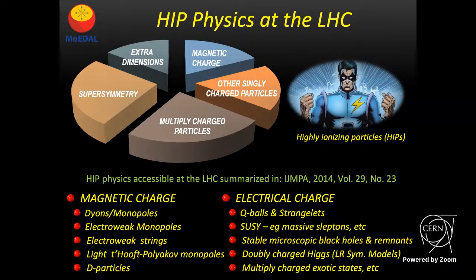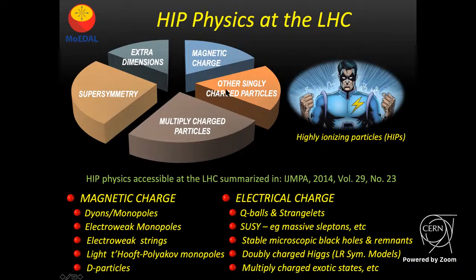So there's a whole host of interesting final states that we can see, particularly magnetic monopoles, magnetic charge, and things like SUSY, Q-balls and strangelets, stable microscopic black holes and remnants, double charged Higgs, et cetera, on the electrically charged side. So there's lots and lots of things that we could possibly see that would be a challenge in some cases, in quite a lot of the cases, for the large LHC detectors to see.